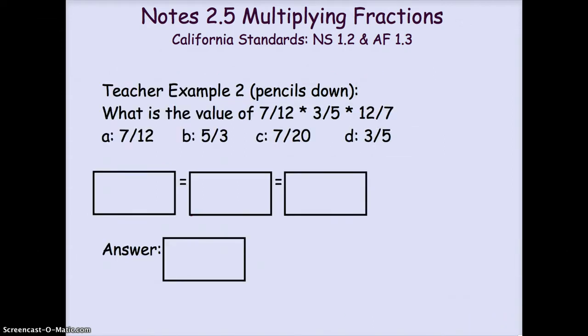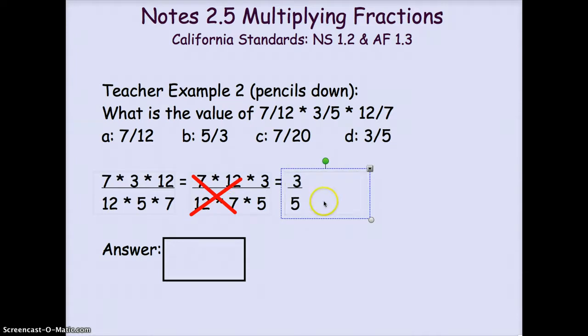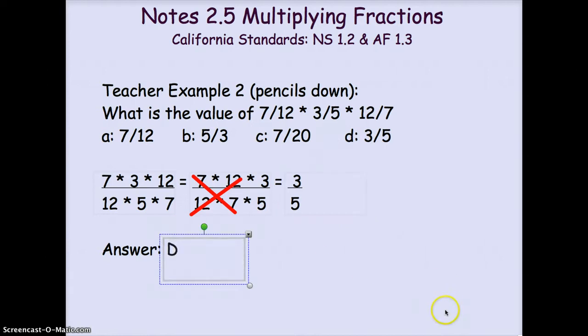Okay, let's take a look at teacher example 2. What is the value of 7/12, 3/5, and 12/7? Now we have three numbers here. We're going to continue the same way, multiplying all the numerators, 7, 3, and 12, and all the denominators, 12, 5, and 7. If you take a look here, notice there's a 12 and a 12 here, a 7 and a 7 here. So when I cross cancel, and notice I move them so they're next to each other to make it easier, all I'm left with is 3/5. Be careful, our answer is not 3/5, however. You want to see the multiple choice answer, which in this case would be the answer of D.